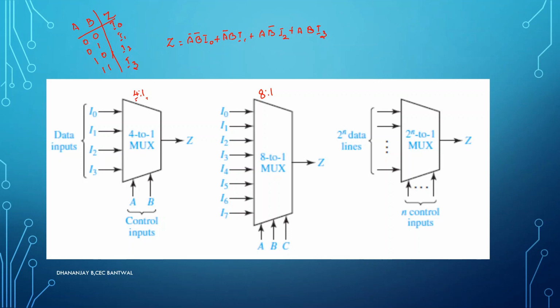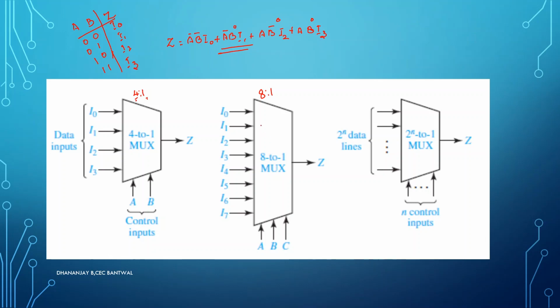You can substitute these values here. If you substitute 0, 0, this term will become 0, this will become 0, and this will also become 0, and your Z will be equal to I0 for the selected combination. So this is the characteristic equation of your multiplexer. This is the truth table, this is the block diagram or symbolic diagram, and this is the characteristic equation of your multiplexer.